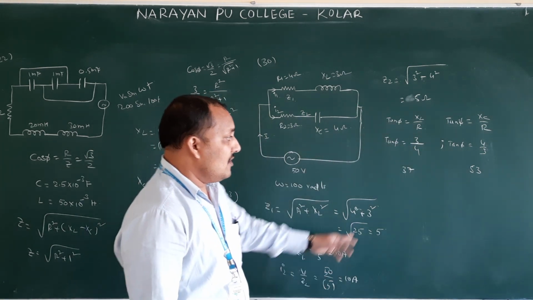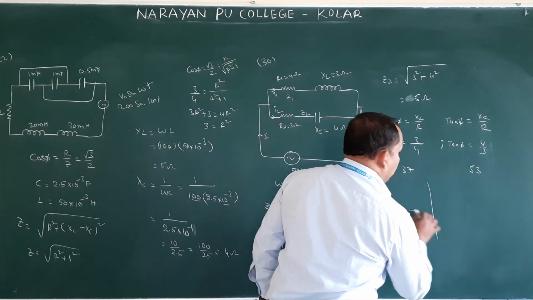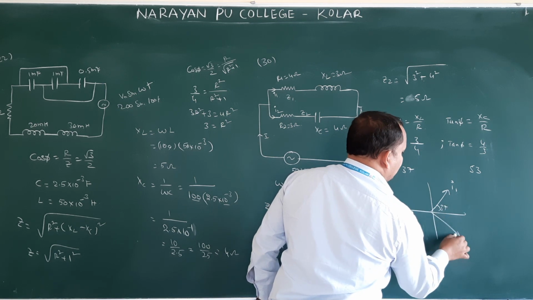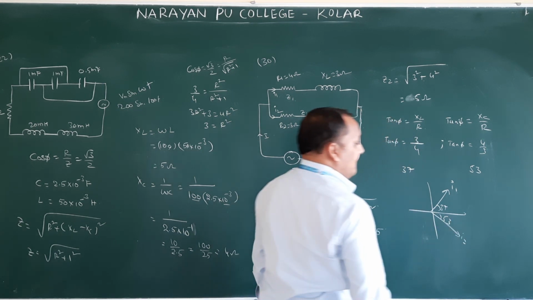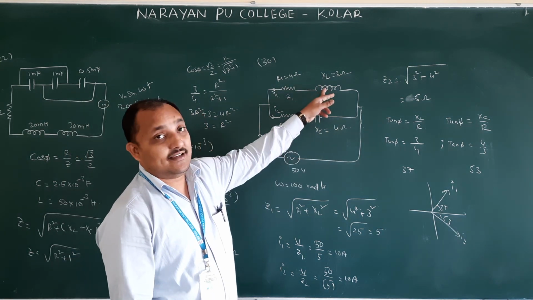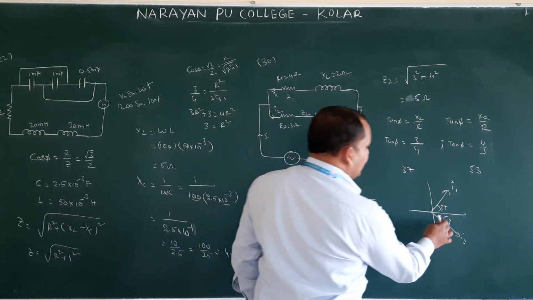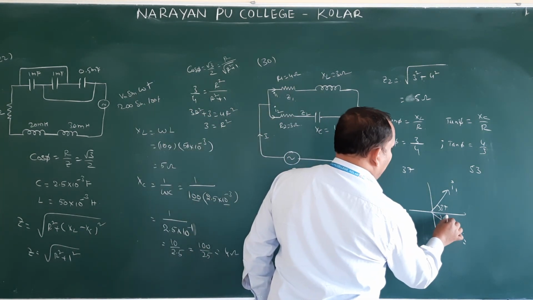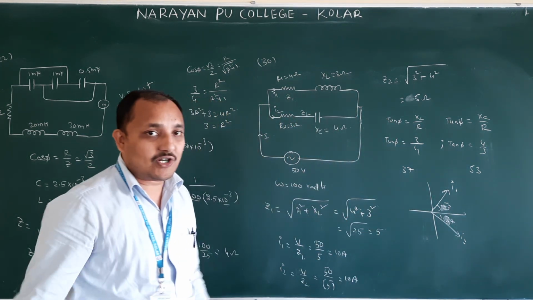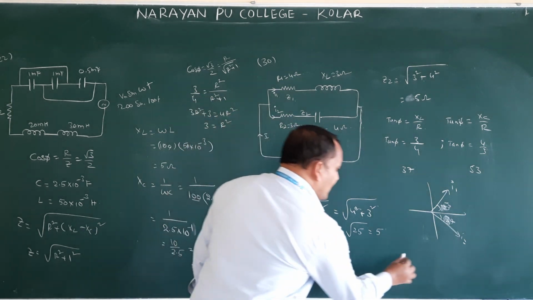Now, what is the total angle? This is with 37, this is with 53. I1 is 37 and I2 is 53. One is leading, another one is lagging. In an inductor the current is lagging, in a capacitor it is leading. Finally, what is the resultant angle between I1 and I2? 90 degrees.